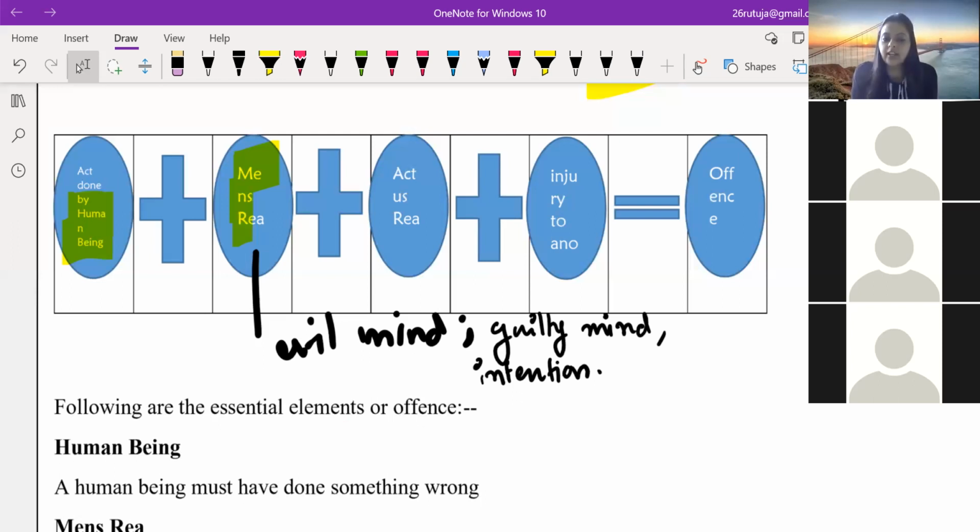Moving to the next ingredient, which is Actus Rea. What do you mean by Actus Rea? It means actual committing of the criminal act. प्लान करके सिर्फ चलता है क्या? There's a lot of difference between planning and execution. Okay, a lot of difference between planning and execution or implementation.